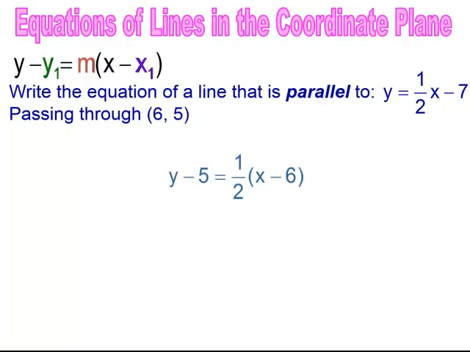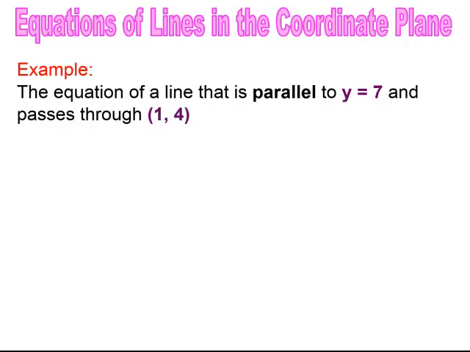So all you need here is the slope from that equation, which is 1/2, and you're taking the point and substituting it into the point-slope form, and you're solving. So again, be careful here. When I do the distributive property of 1/2 times 6, that's going to end up being 3. And then I'm going to solve for y. I get my parallel equation is y equals 1/2 x plus 2.